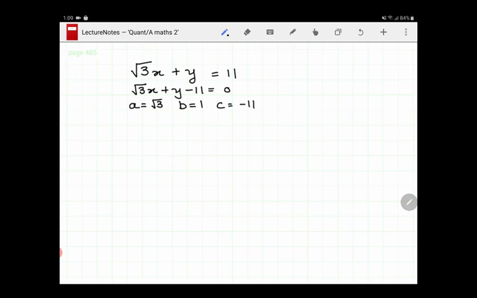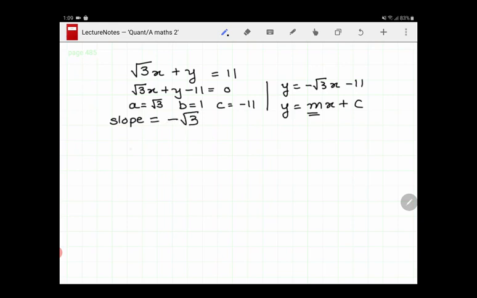Now, here we can see that the slope of this particular line, if I convert it into the format y is equal to mx plus c, then I can write y is equal to minus root 3x plus 11, right? So comparing it with y is equal to mx plus c, we get the value of the slope m is equal to minus root 3.